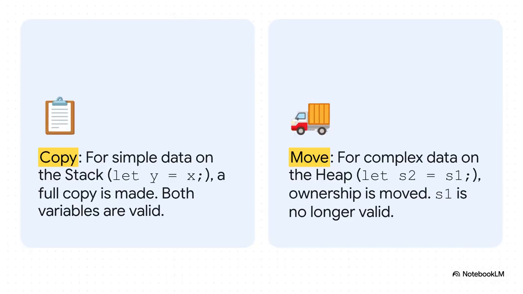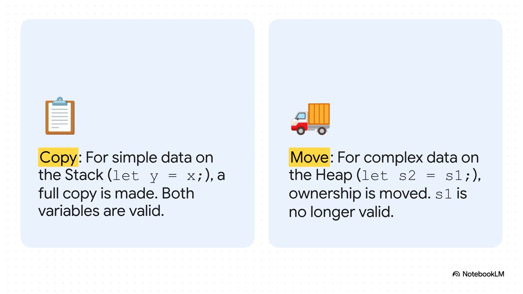Okay, so what does this actually look like in your code? Let's check it out. For simple stuff on the stack, like the number 5, if you assign it to a new variable, it just makes a copy. Both x and y are good to go. But for more complex data on the heap, like a string, when you assign s1 to s2, you don't copy it, you move it. Ownership has been transferred and s1 is no longer valid.